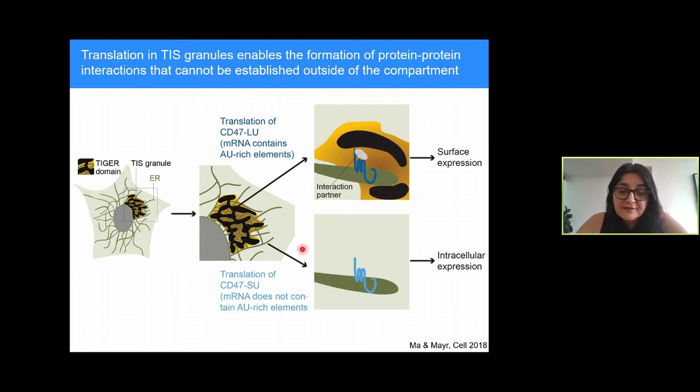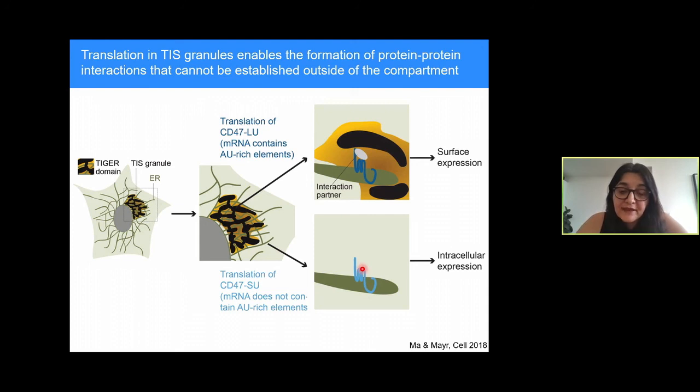In contrast, CD47 with a short 3' UTR still encodes a plasma membrane protein. So it's translated on the ER, but it's translated on the ER in a region that is not covered by the TIS granule. So basically here. And so this region lacks the environment. And this is the reason why SET cannot interact with CD47.